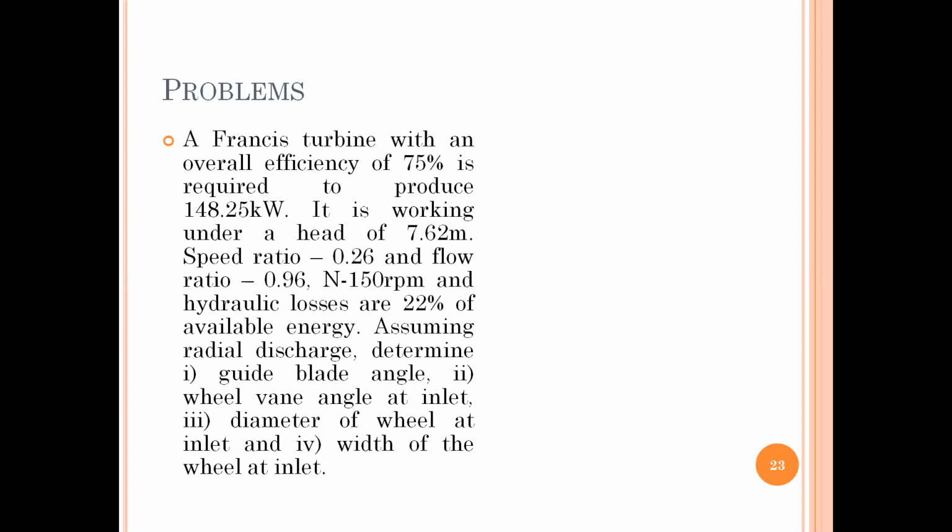So yeah. Now, a Francis turbine with an overall efficiency of 75% is required to produce 148.25 kilowatts. It is working under a head of 7.62 meters. The speed ratio is given as 0.26 and the flow ratio is given as 0.96. The speed of the turbine N is given by 150 rpm and the hydraulic losses are 22% of available energy.